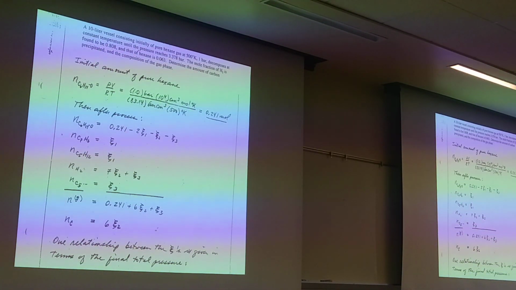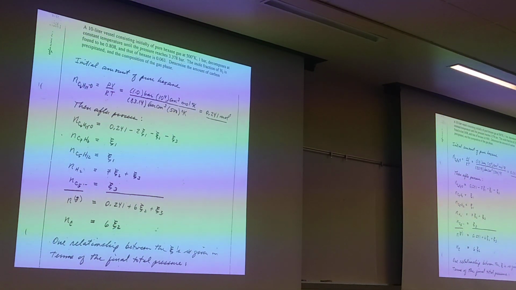And the total number of gas phase moles here, we just add them all up: 0.241 plus 6ξ2 plus ξ3. And the number of moles of carbon, which is going to be precipitated, is something that you were asked to determine. It's produced only in the second reaction, and its stoichiometric coefficient is 6. So the number of moles of carbon is 6 times whatever we get for ξ2.